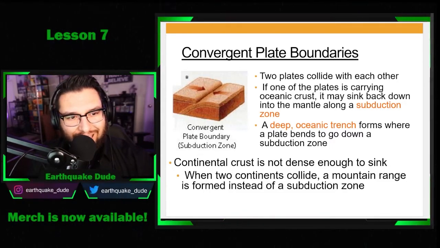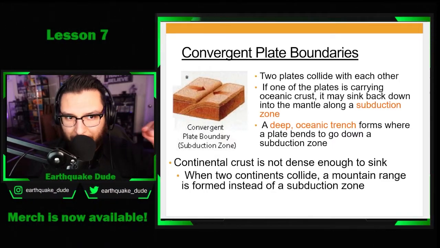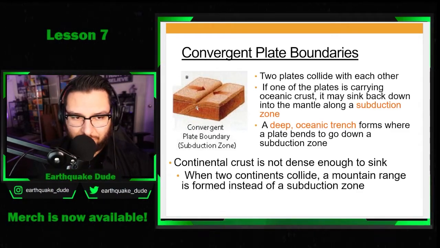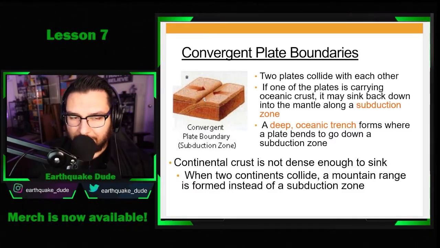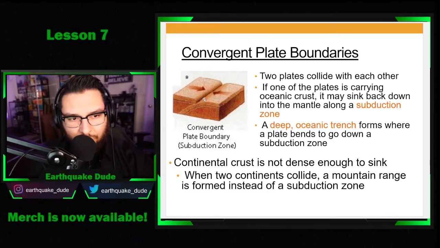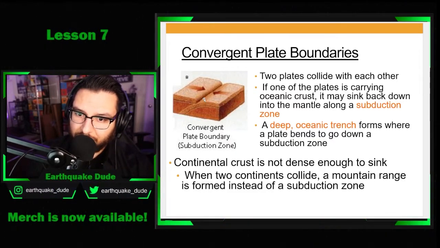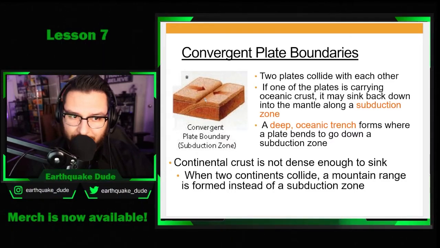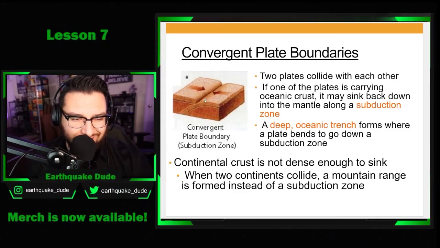You create a deep oceanic trench, and that's the location where the plate is bending, being pushed back down into the earth. So you can see here in the diagram that this area right here is the whole subduction zone, and that is the oceanic trench. One thing to keep in mind: whenever you have oceanic crust come into contact with either other oceanic crust or continental crust, the oceanic crust always subducts under the other plate, and that's because of the density differences.